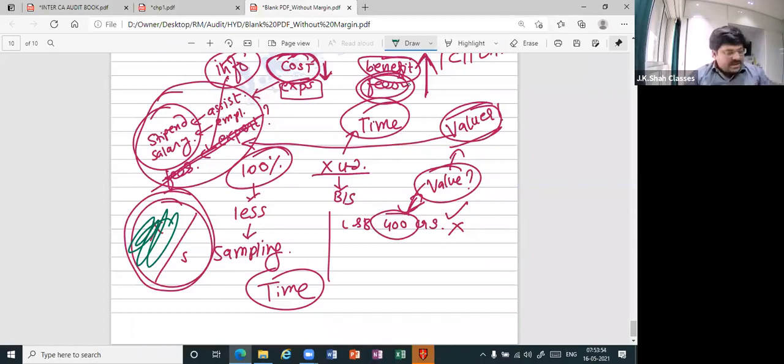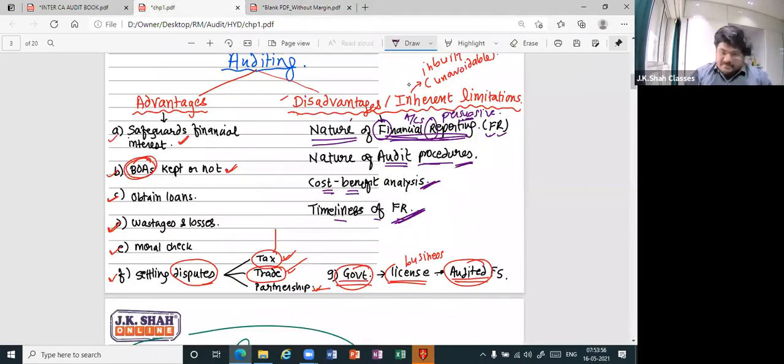So what does timeliness of financial reporting basically mean? Very simple. Timeliness of financial reporting means that auditor does not have too much time to do the entire audit. So auditor does not check 100% of the transactions. He resorts to something known as sampling. But when he does sampling, there is always a risk that something is going to be missed. But if something is missed, it is not found out. So it is nothing but limitation.